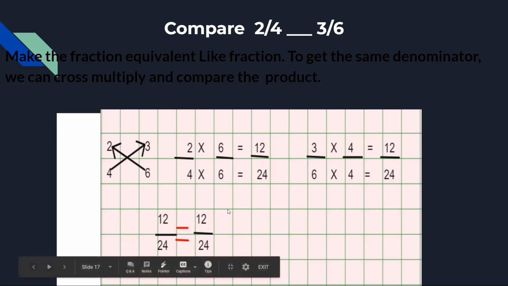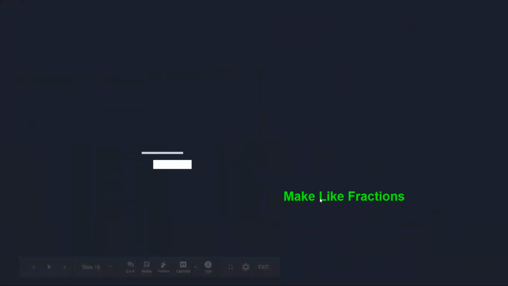So we have two fractions now after multiplication. Both are 12 upon 24, equivalent. So we will put the equal sign because the product after cross multiplication is equal. So both the fractions are equal.